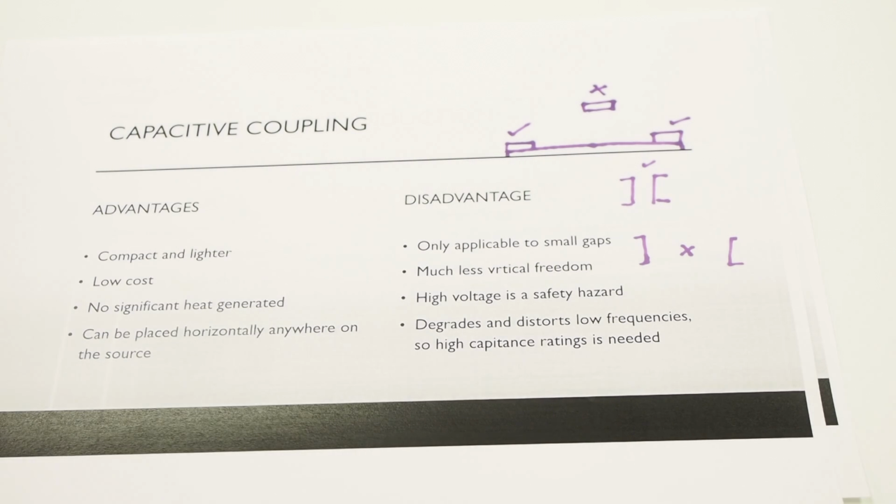High voltages on the electrode is a safety hazard. The energy can transfer via conduction and harm the user. Since this method also degrades and distorts the low frequency performance, it needs high capacitance ratings to work.